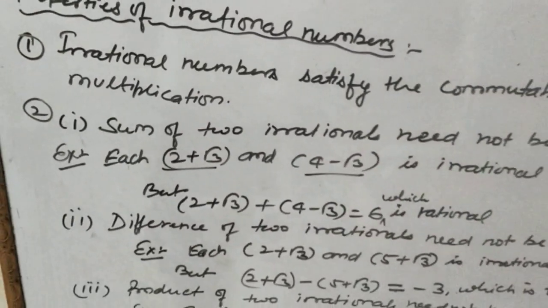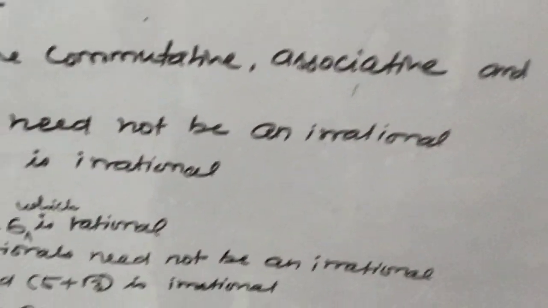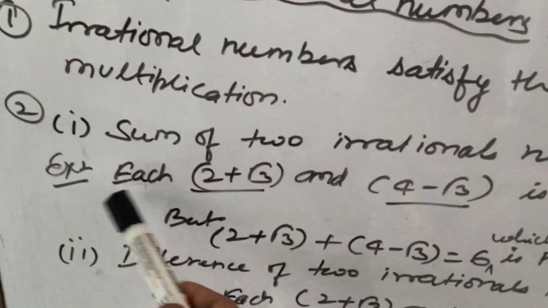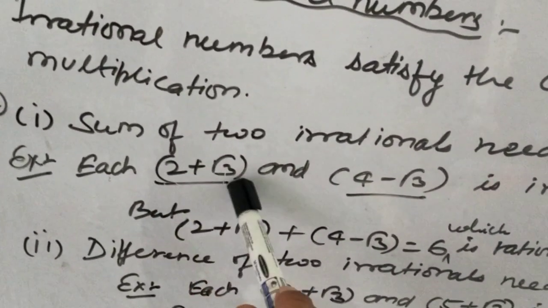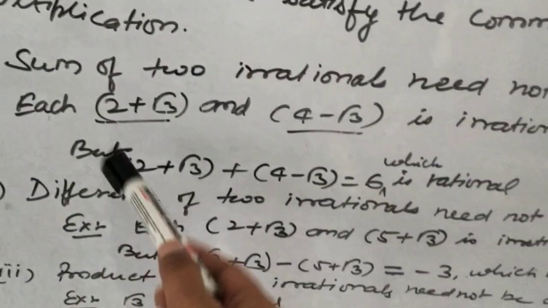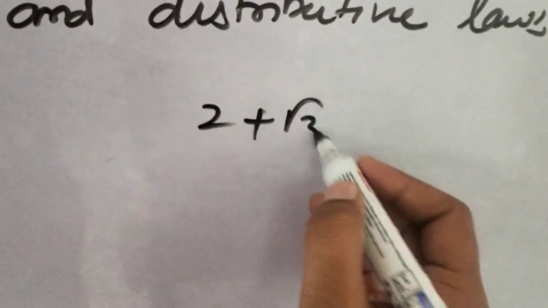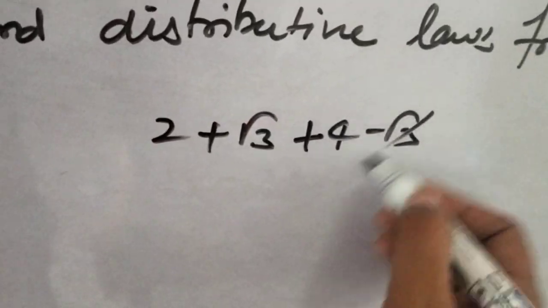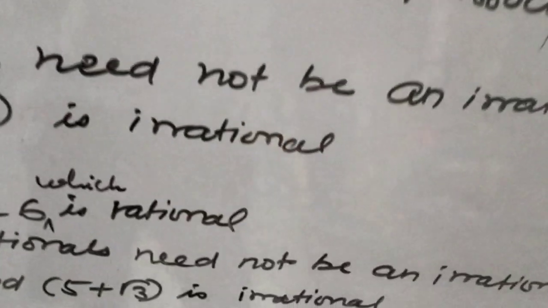Next, point number 2: the sum of two irrationals need not be an irrational. The sum of two irrational numbers may be rational or irrational. First, take the example 2 plus root 3. Here 2 plus root 3 is irrational because root 3 is irrational. When an irrational number is added to a rational number, the number is irrational. And 4 minus root 3 is also an irrational number. But if you add 2 plus root 3 and 4 minus root 3, minus root 3 and plus root 3 cancel, and 2 plus 4 is 6. 6 is rational. So this is a rational number.